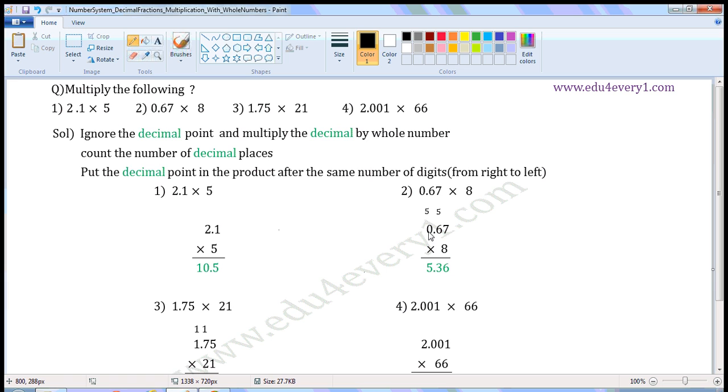Now we have to multiply 8 with 0. 8 into 0 is 0. Add the carry 5 to it, it becomes 5. So write 5 before 3. Now count the number of decimal places. There are 2 decimal places, so move to the right corner of the result and count 2 places. 1, 2. Now put the decimal point, that is, we have to put the decimal point before 3. So it becomes 5.36. 0.67 into 8 is 5.36.